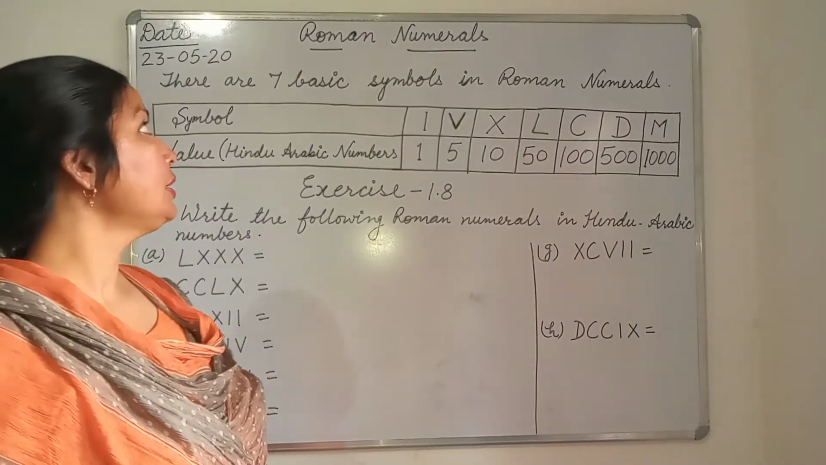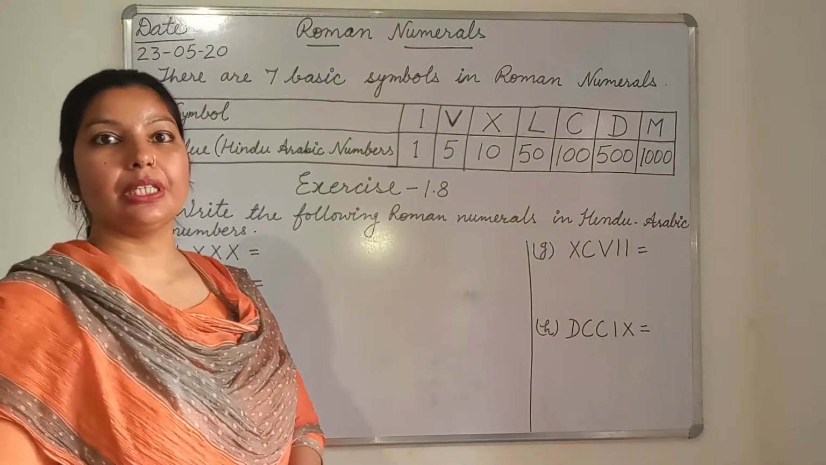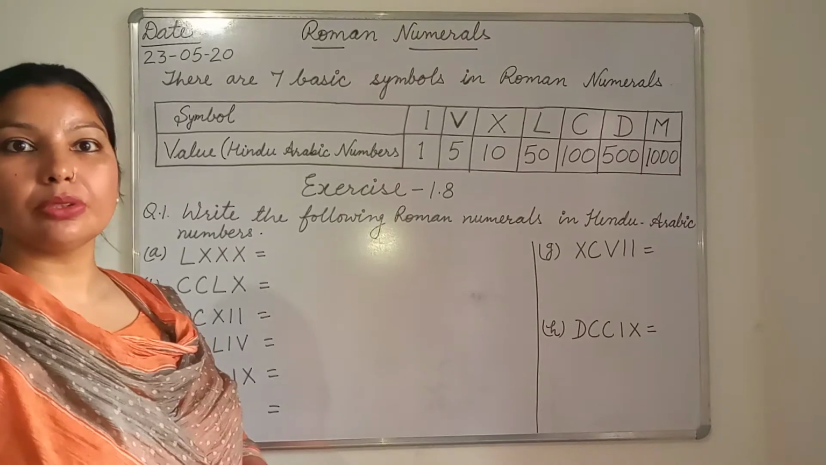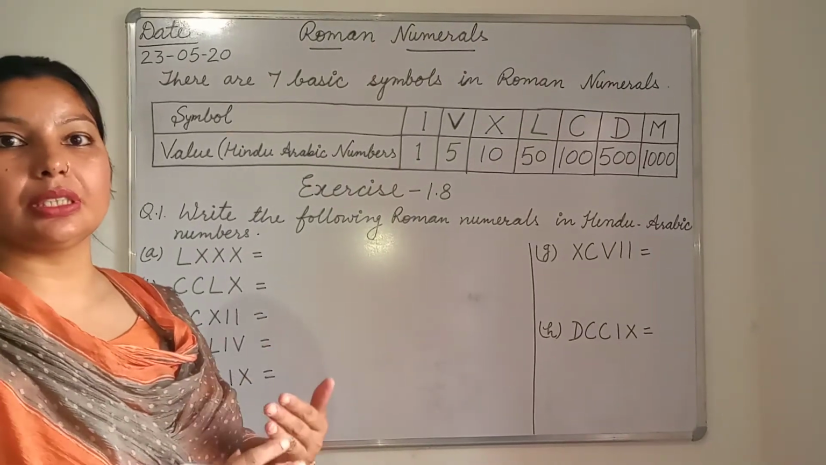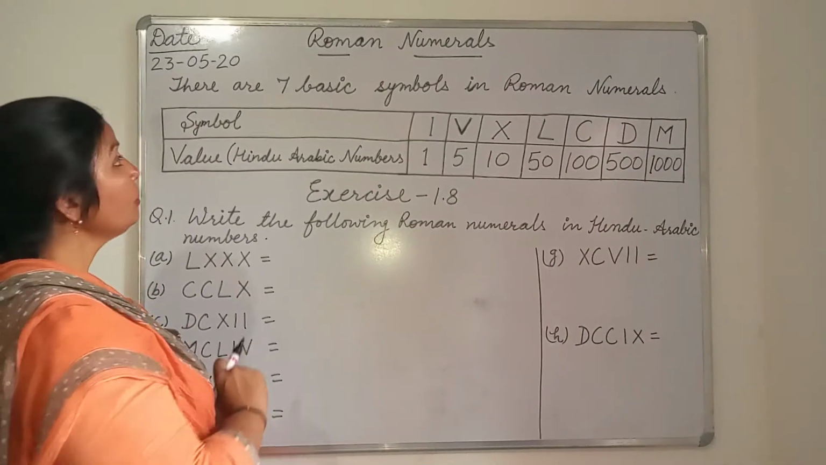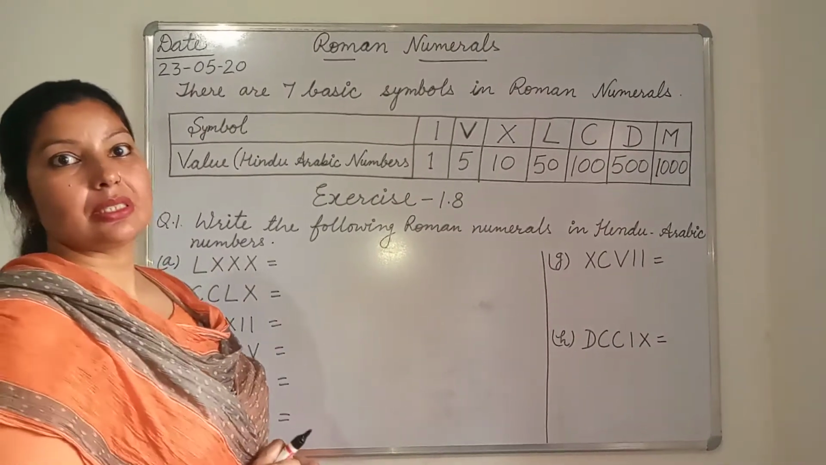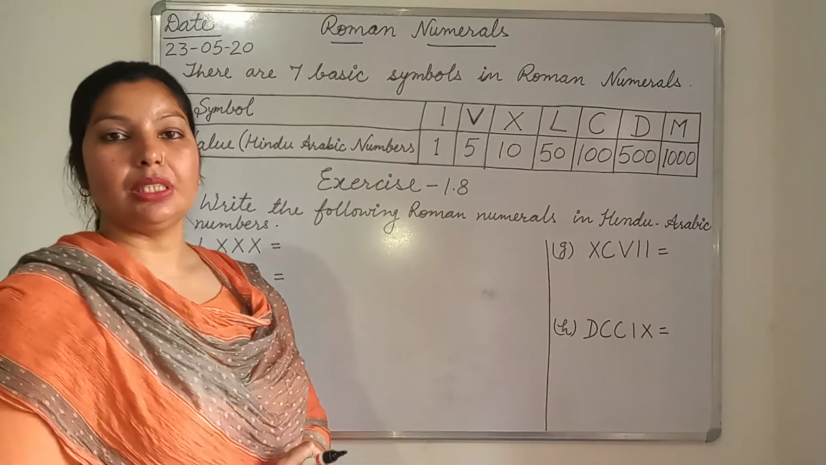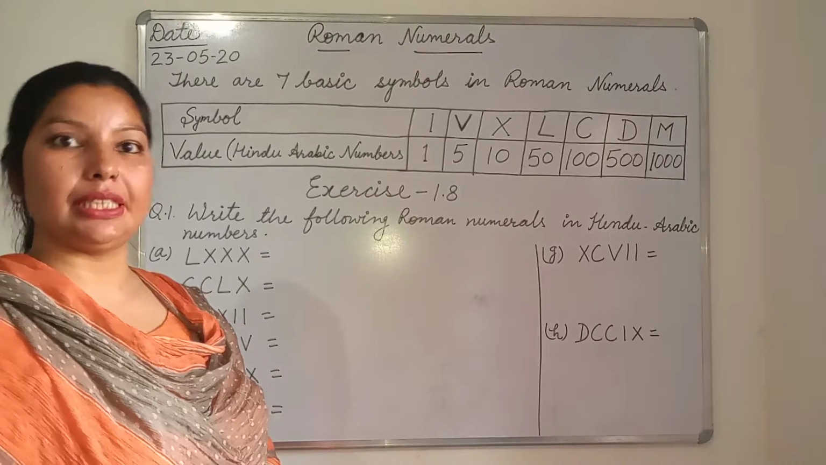Today we will start Roman numerals. Previously also I told you about Roman numerals. Again we should continue this topic. First of all, in Roman numerals we have 7 basic symbols, and in Hindu Arabic we have 10.